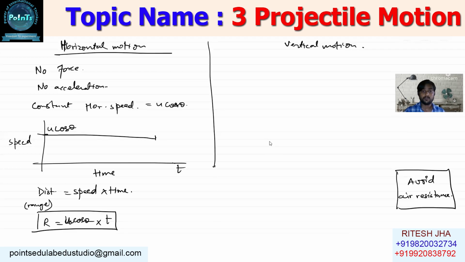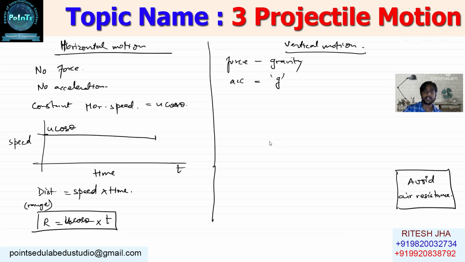Now, when we consider the vertical motion, is there any force acting in the vertical direction? Yeah, there's gravity, definitely. So the force which is acting is gravity. And because of that, the acceleration which plays a role over here is the acceleration due to gravity, which is g.